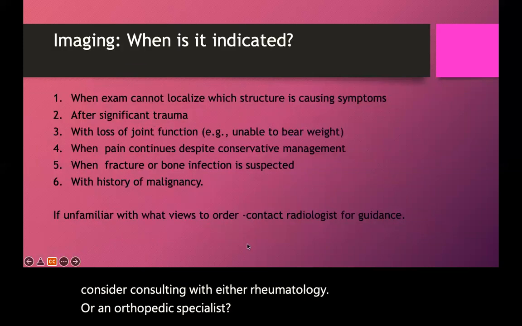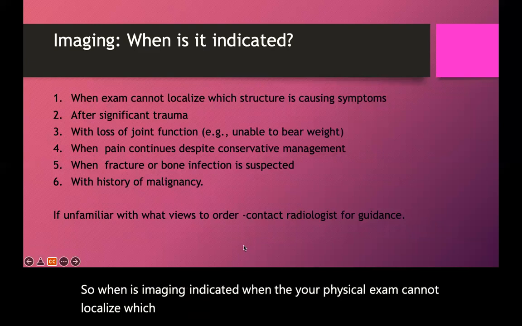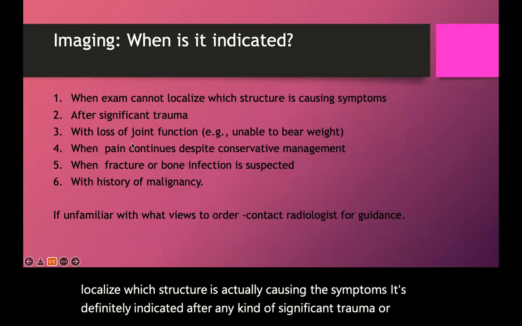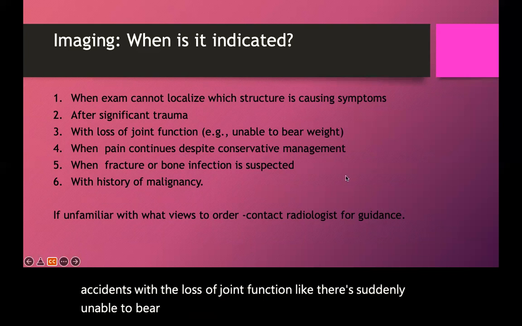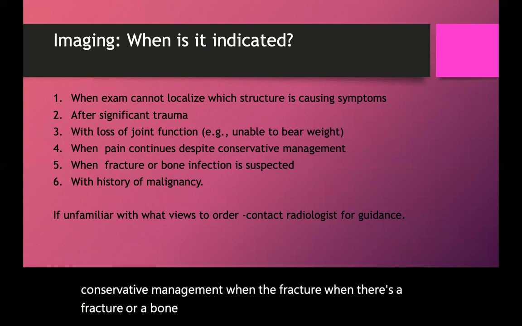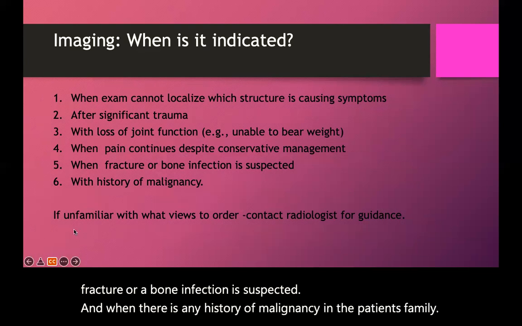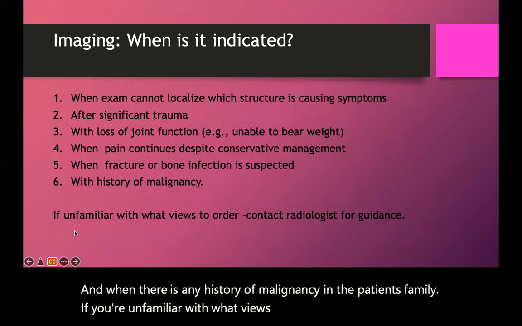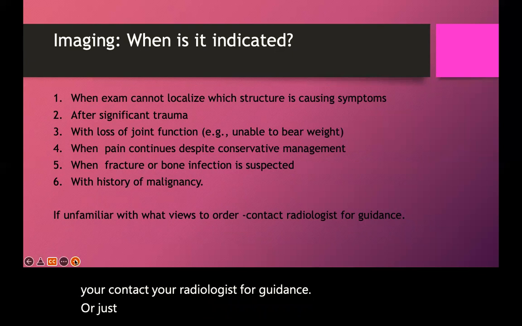Okay, so when is imaging indicated? When your physical exam cannot localize which structure is actually causing the symptoms. It's definitely indicated after any kind of significant trauma or car accidents, with the loss of joint function, like they're suddenly unable to bear weight, when the patient's pain continues despite conservative management, when a fracture or a bone infection is suspected, and when there's any history of malignancy in the patient's family. If you're unfamiliar with what views to order, you just want to contact your radiologist for guidance, or just ask a fellow NP. There's only a few ways to order it.